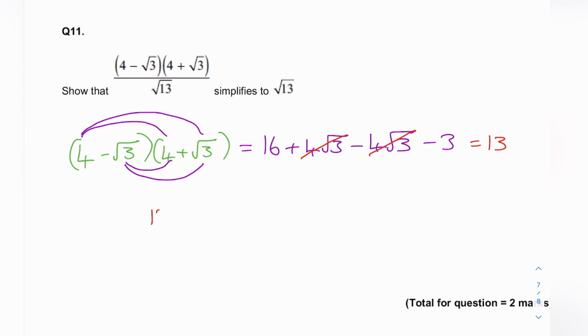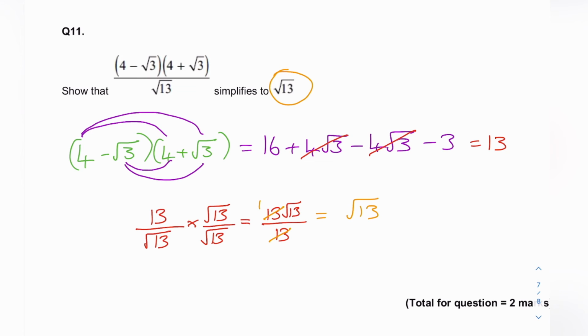So my question now, my numerator is 13, my denominator is root 13, and now we can rationalise our denominators. We do that by multiplying both top and bottom by that denominator, root 13. That leaves us with 13 root 13 as my numerator and 13 as my denominator. I can then cancel out top and bottom, and that leaves me with root 13, and that's what the question has asked me to do.